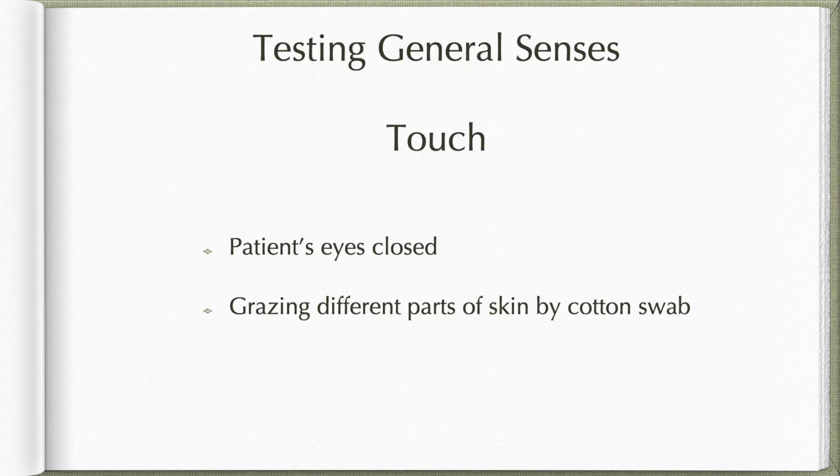To rule out if the ascending pathways are having any lesion, we conduct certain simple tests during neurological examination of the patient. To test touch, we ask the patient to close his eyes and graze different areas on the body with a cotton swab and ask the patient whether he feels the touch. If he is not feeling the sensation, then we map the area, and that may give a clue regarding the site of lesion when we combine it with other findings during the examination.